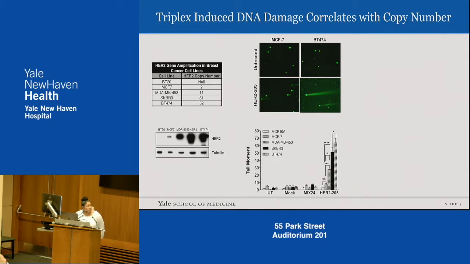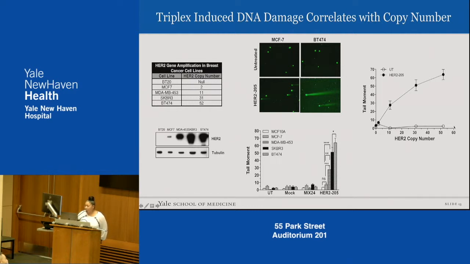We used a neutral comet assay to see whether or not we were having an increase in DNA damage in a variety of different cell lines. You can see that with our HER2 targeted TFO, we have increasing amounts of tail moments, signifying DNA double-strand breaks. If we compare the amount of DNA damage to the copy number, we can see that with increasing copy numbers, we have an increase in the amount of DNA damage, suggesting that our TFOs are binding specifically to a site of interest, and this damage is dependent on copy number.